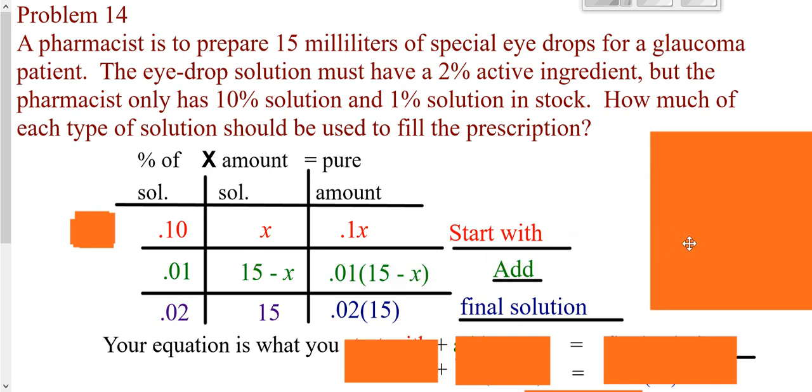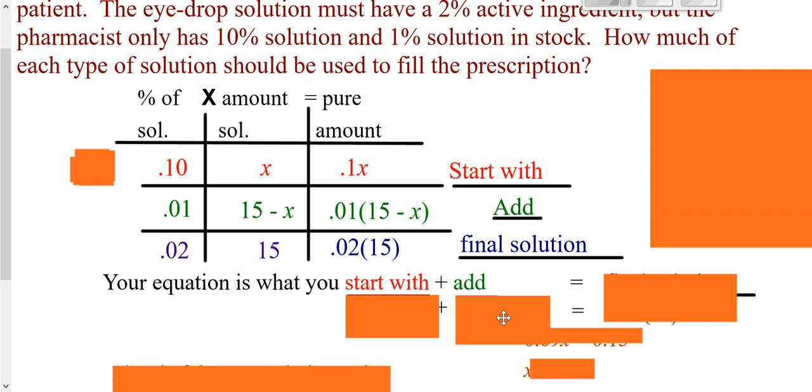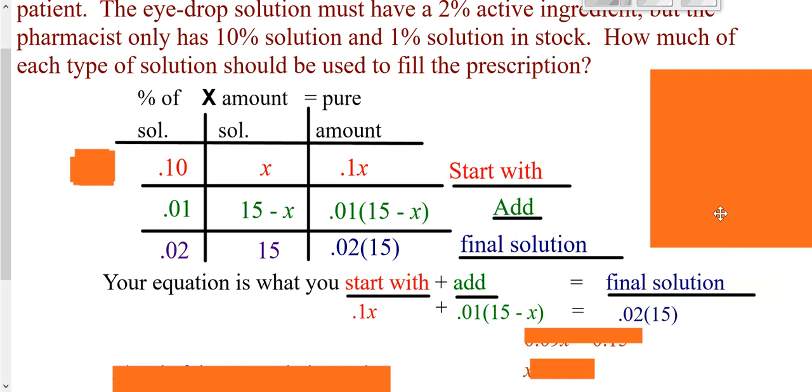In these types of problems, your equation always comes from the right-hand side. What you start with plus what you add has to be equal to your final amount. Well, what we started out with was our 0.1x. What we are adding is this green right here, the green pure amount, equals our final amount, which is this right here. So this is our basic equation.